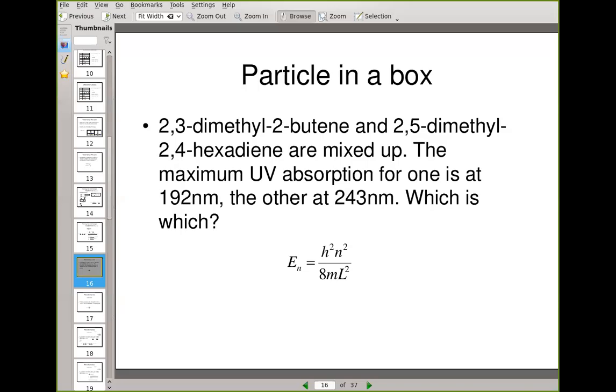Just to see where any issues might arise. One of the problems that I've given you is that these two chemicals have been mixed up, which is not an original thing that's happened. But the maximum UV absorption for one is at a certain wavelength, a high energy wavelength, and the other is a lower energy absorption. So the question is, which on earth is which?